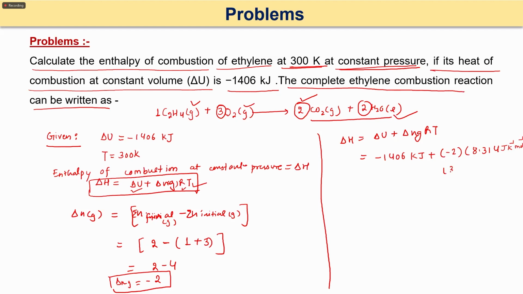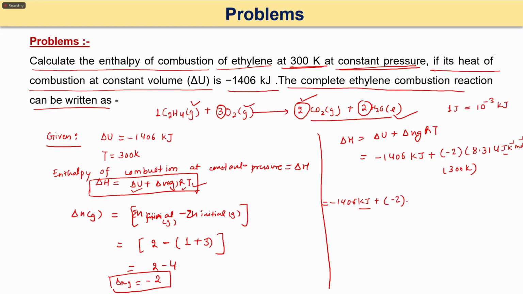And your T is 300 Kelvin. Okay. Now let us solve it over here. Minus 1004. Once again, so it is minus 1406 kilojoule. So here kilojoule is given, and here it is in joule. In order to convert joule into kilojoule, what do we do? We multiply it with 10 to the power minus 3. So let us do this.